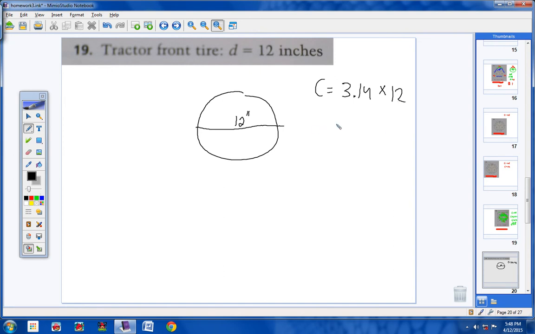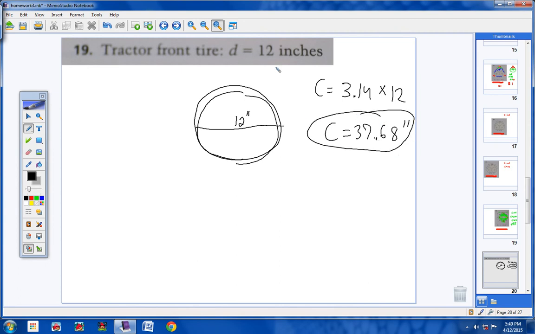37.68 inches. So the circumference equals 37.68 inches. Got it? So that means when this tire has made one complete revolution, the distance on the ground that it's traveled is 37.68 inches. Okay, so there's the answer to the first question. Alright, now, next, how many times does this tire have to turn to make it go a mile?